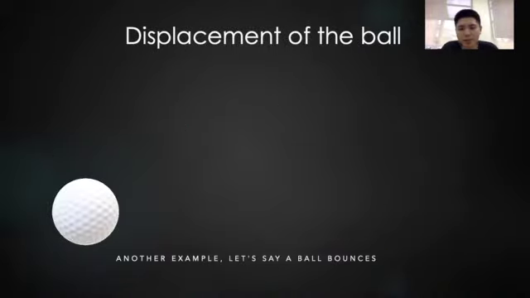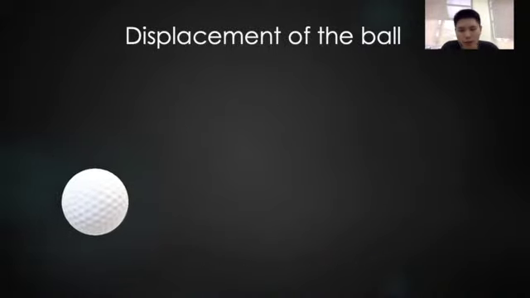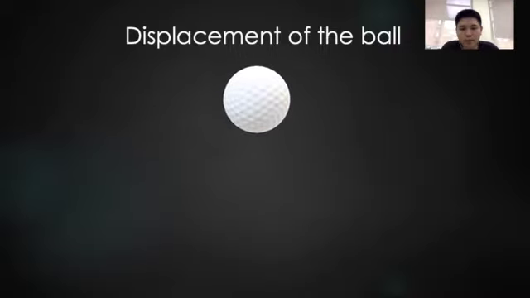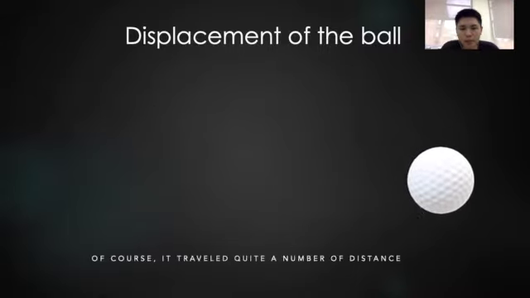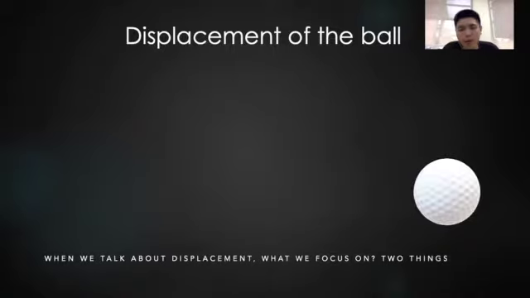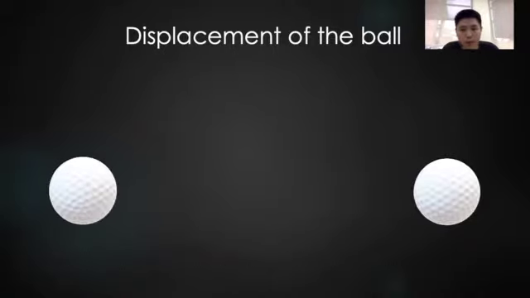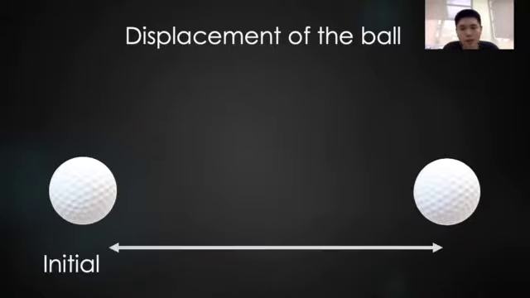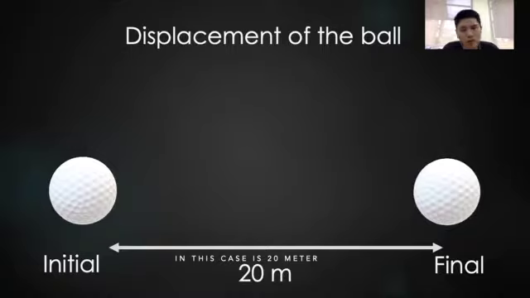Another example. Let's say a ball bounces. Of course, it travels quite a distance because it bounces up and down. But we don't care about that when we talk about displacement. What we focus on are two things: the initial position and the final position. In this case, the distance between them is 20 meters. Therefore, the displacement of the ball is 20 meters.